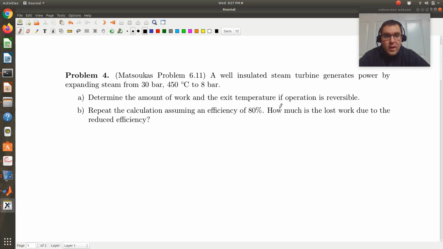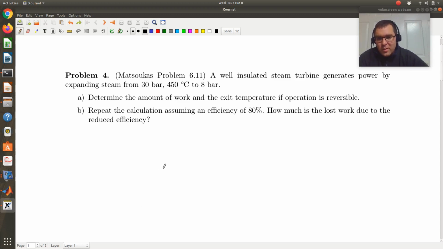All right, let's take a look at our fourth example from Chapter 6. A well-insulated steam turbine generates power by expanding steam from 30 bar, 450 degrees C, to 8 bar. Determine the amount of work and the exit temperature if operation is reversible, and then we're asked to repeat the calculation assuming an efficiency of 80%, and then how much is the lost work due to the reduced efficiency. All right, let's give it a try.